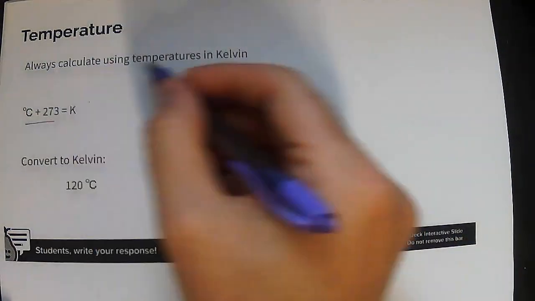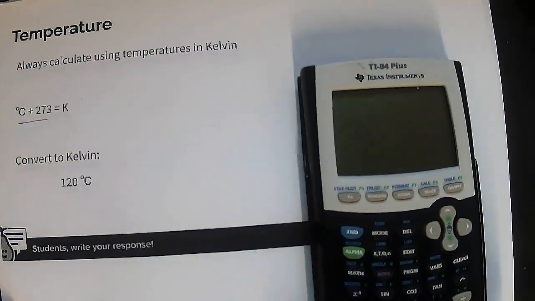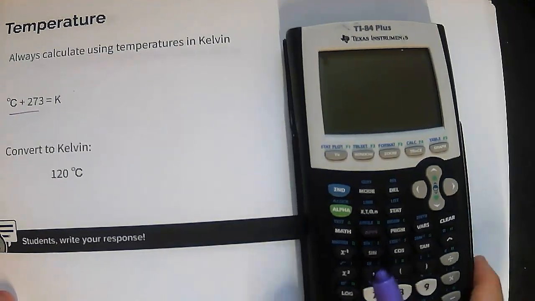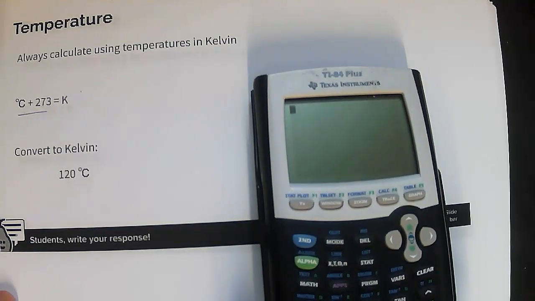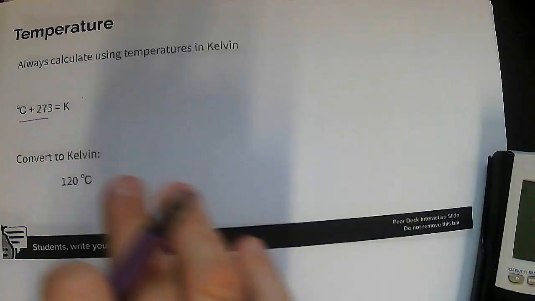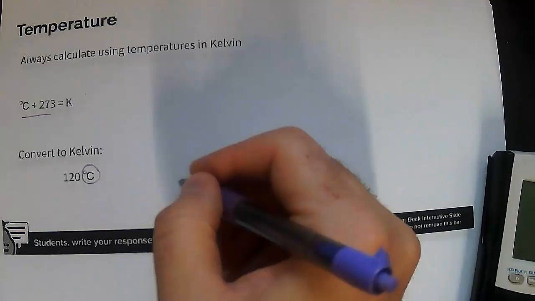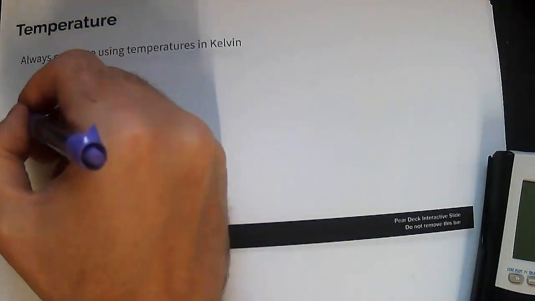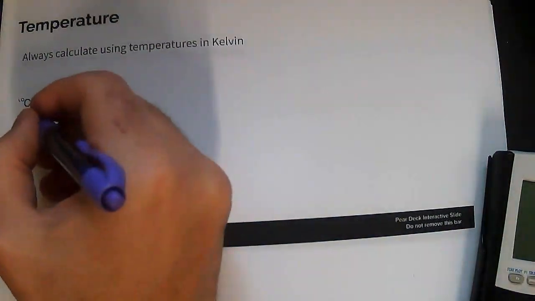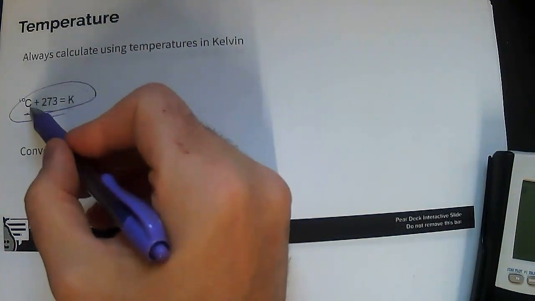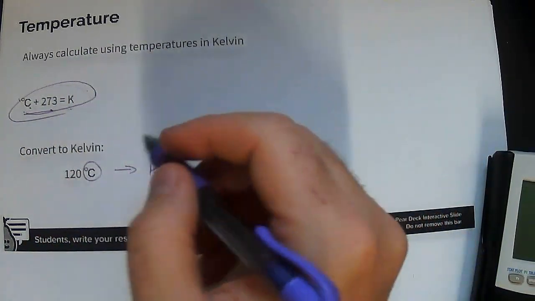So if we're going to use Kelvin, I'm going to bring out my calculator here. I don't know if it's easy or hard to see. It's a little hard to see, but we can figure something out. What we're going to do is convert Celsius temperatures into Kelvin. And to do that, we're going to use this formula right here. We put in the temperature in Celsius, and then we add 273, and that's the temperature in Kelvin.